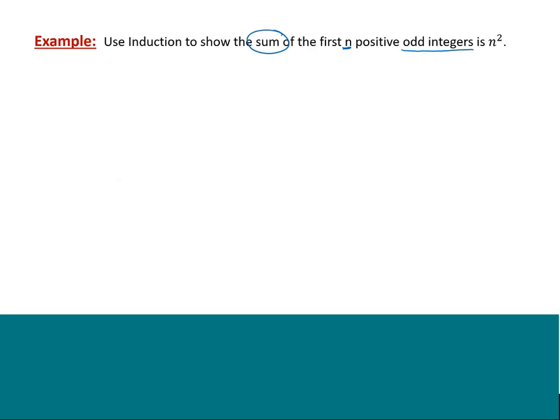So if we have here n equals 1, you've got your first positive odd integer. n equals 2, you've got 1 plus 3, so the first 2 odd integers. n equals 3 is the first 3 odd integers. n equals 4 is the first 4 positive integers.